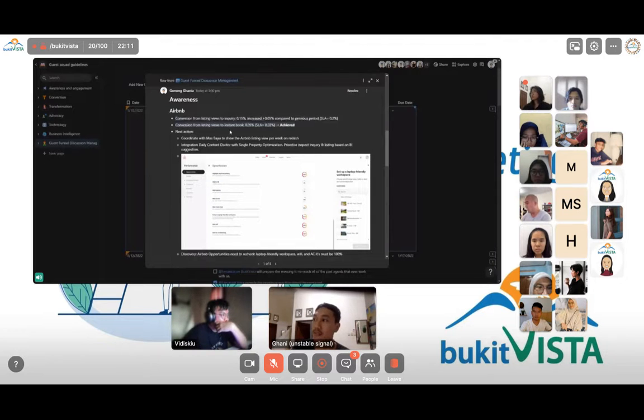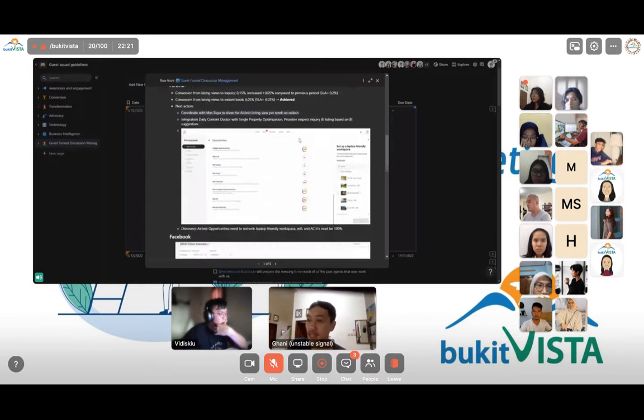We got 0.05%, so it's achieved. And for the next action for the Airbnb, first I need to coordinate with Mas Bayu to help me show Airbnb listing view per week on readers, because we already have the data, but we need to show it on readers. So instead of per month, we want to monitor it per week. Just coordination with me and Mas Bayu about that.